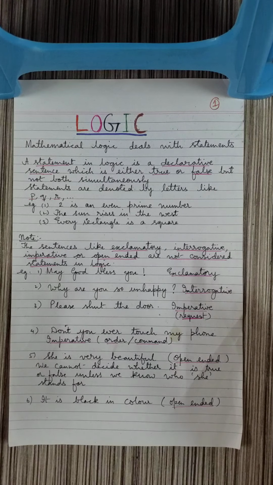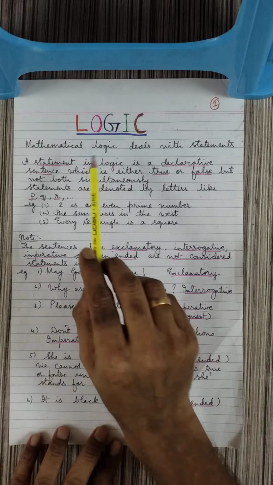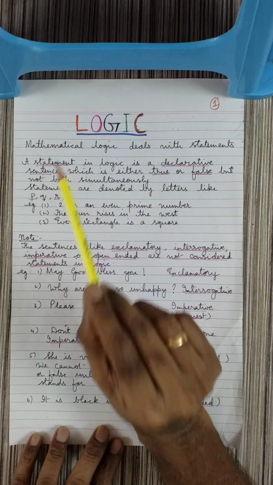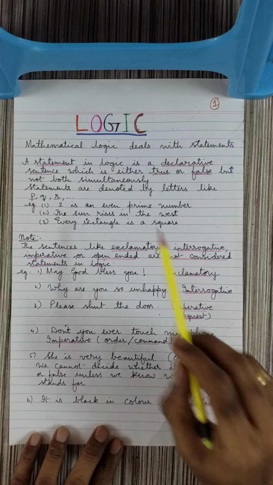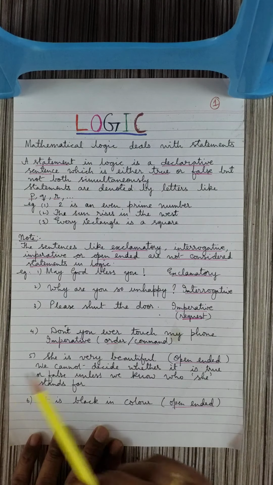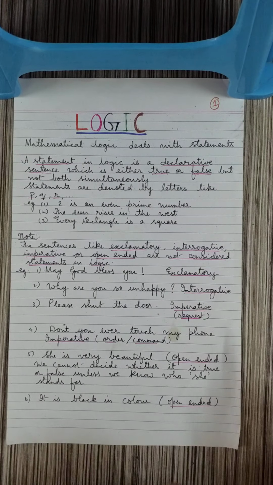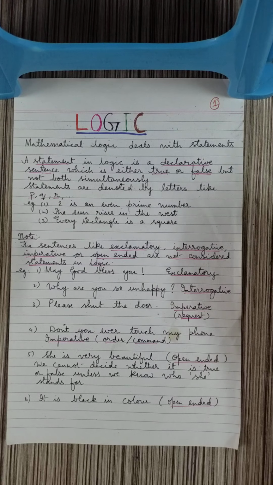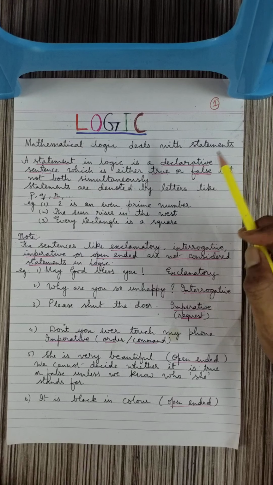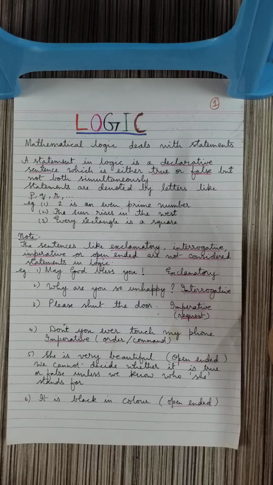So now starting with the first chapter, the name of the chapter is actually mathematical logic, but here I have written logic. See, mathematical logic is basically based on certain tables and certain formulas. It is not a very difficult chapter. If you are thorough with your tables and with your formulas, you can easily score the full marks in logic sums.